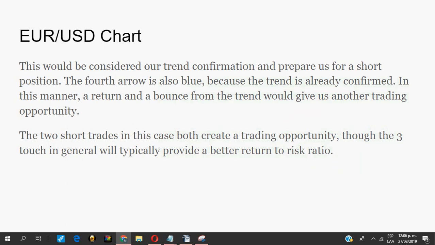The fourth arrow is also blue because the trend is already confirmed. In this manner, a return and a bounce from the trend will give us another trading opportunity. The 2 short trades in this case both create a trading opportunity, though the third touch will typically provide a better return to risk ratio.